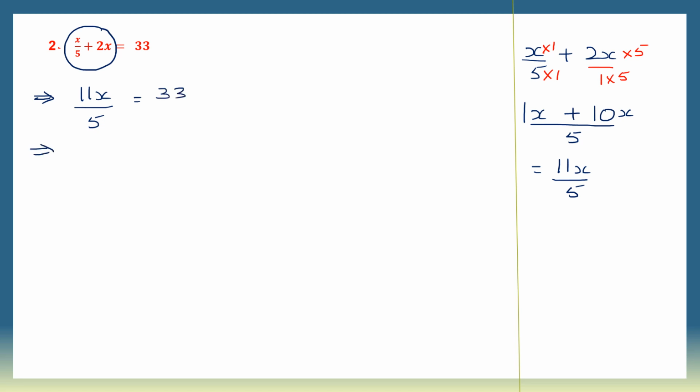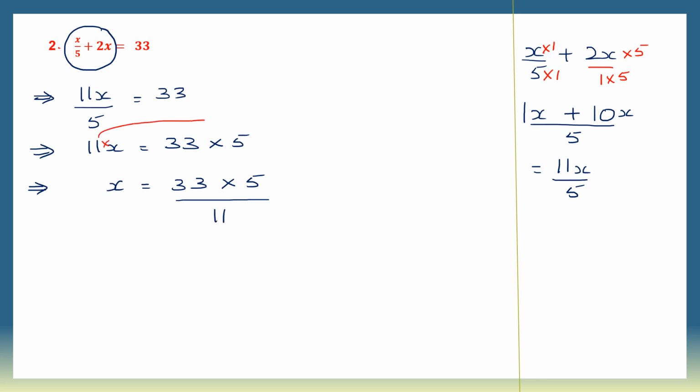So that means 11x is equal to 33 into 5. So we can leave it as it is and we'll continue. 11x means 11 into x, isn't it? So we'll leave x here. On the right hand side, we leave 33 into 5 as it is. Now we're going to divide this by 11 because here 11 is multiplication. So when we transpose it to the right hand side, it becomes division.